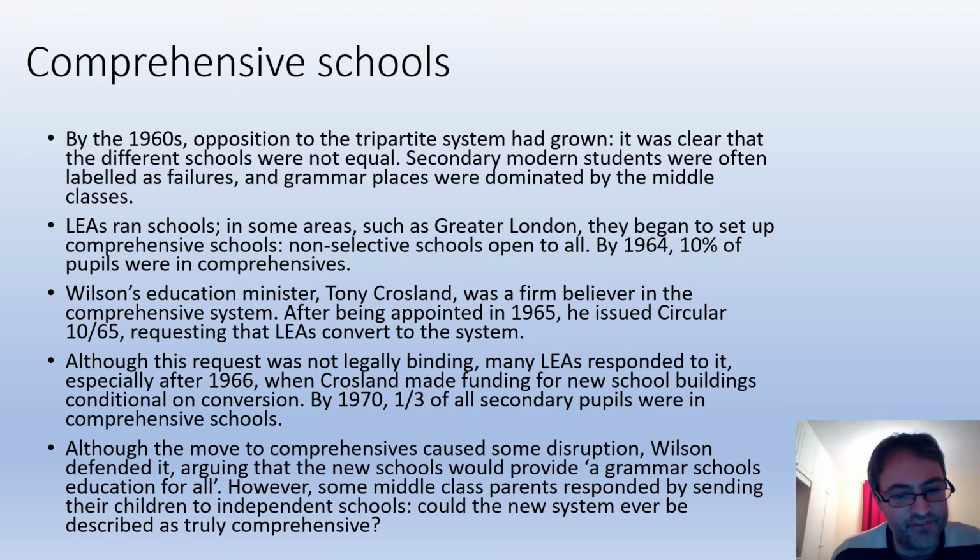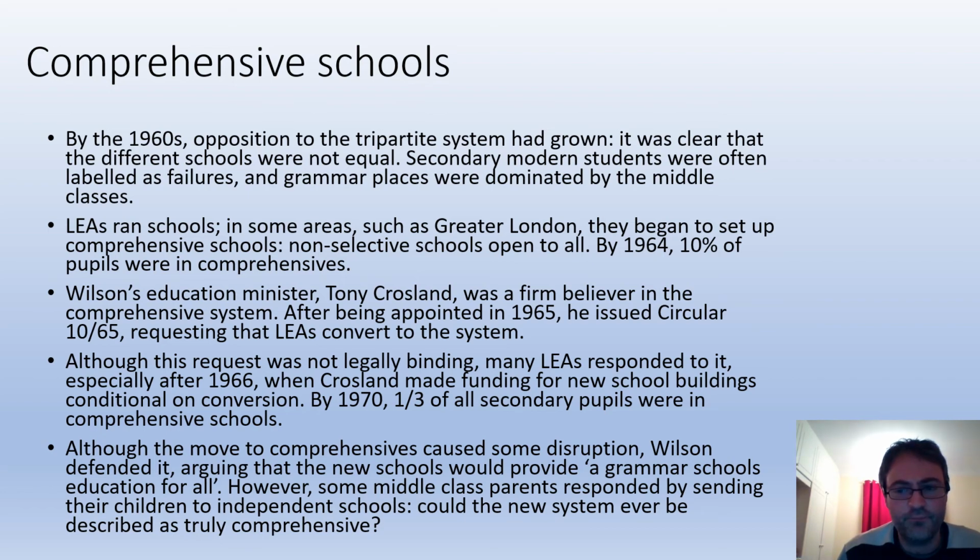Now, some middle-class parents say, well, we don't want this. We liked the grammar schools. We're going to send our children instead to fee-paying independent schools. So one of the problems for Crossland and Wilson straight away from the beginning is that in some ways this is never going to be a truly comprehensive system, because rather than going to the grammar schools, some of the middle class students simply go to the independent schools and benefit from smaller class sizes, for example, more resources, more money. And so there is a problem here. Nevertheless, in terms of impact, in terms of significance, once again, this is a really major change that the Wilson government is making.